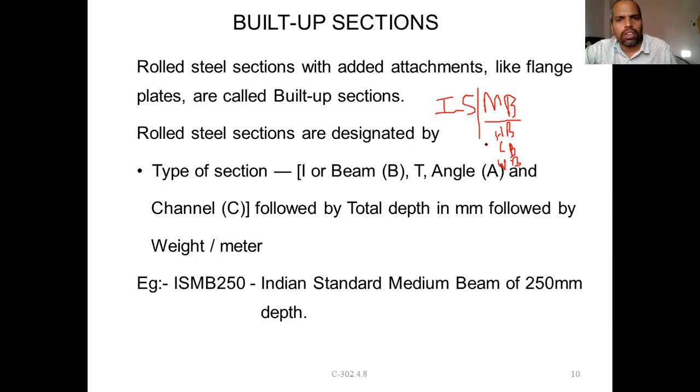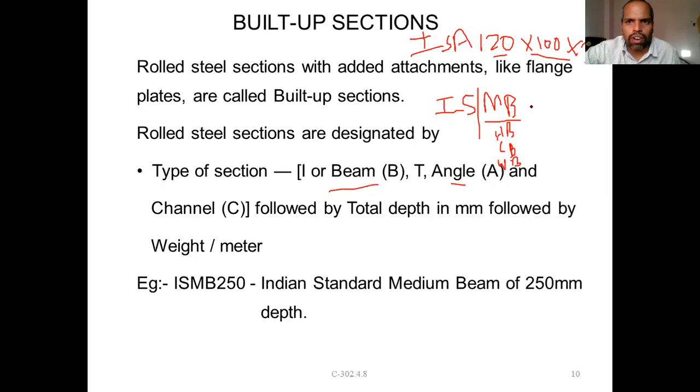Like this, some I sections are there. And similarly, for angle sections we have already discussed Indian Standard Angle, that is ISA, followed by, let us say, 120 into 100 into 20. It is nothing but one leg 120, the other leg 100, and the thickness is 20. Similarly, if it is an equal angle, both dimensions will be the same. Like this angle sections are referred to, followed by their units.